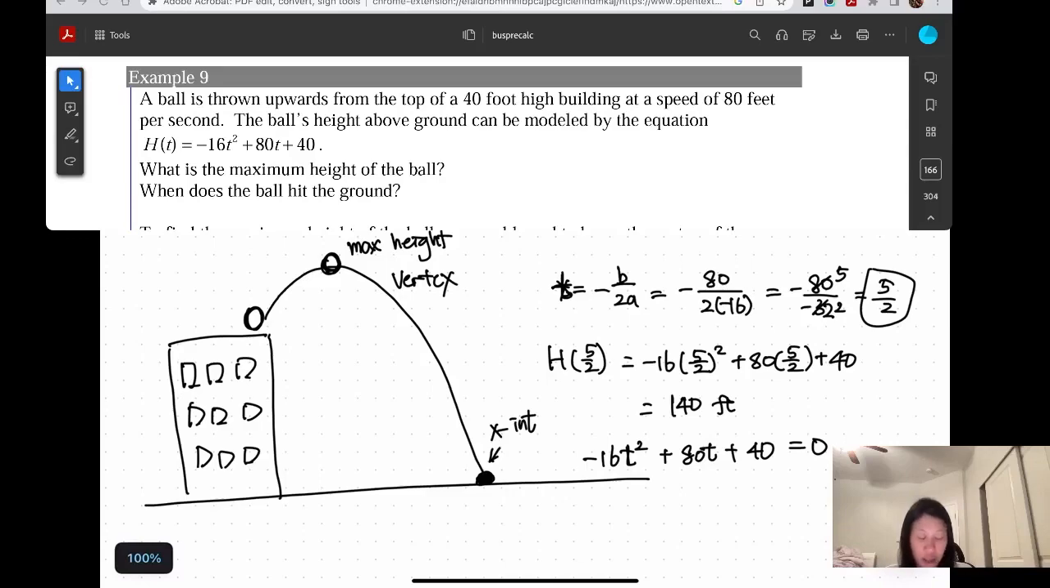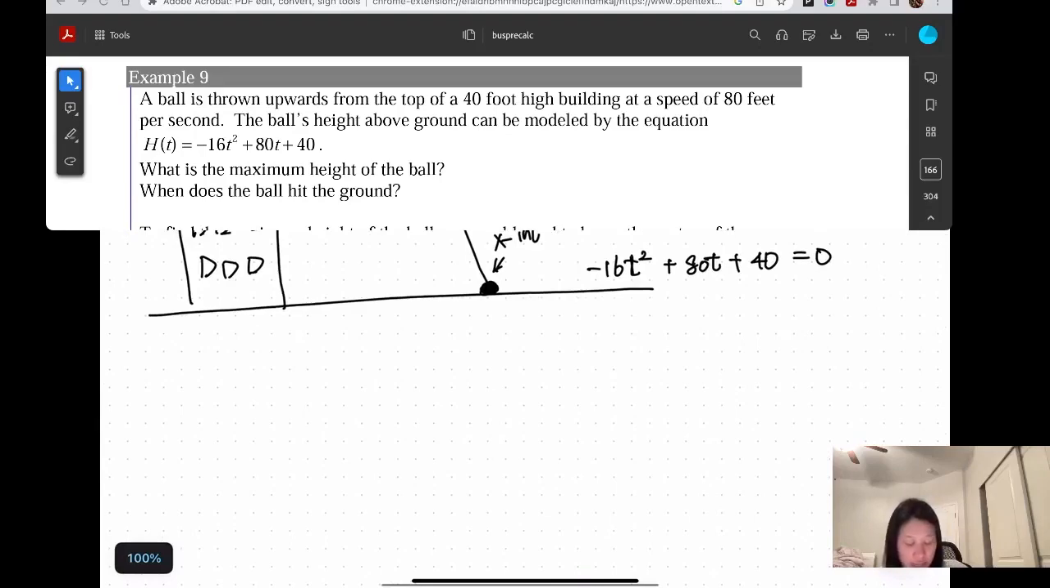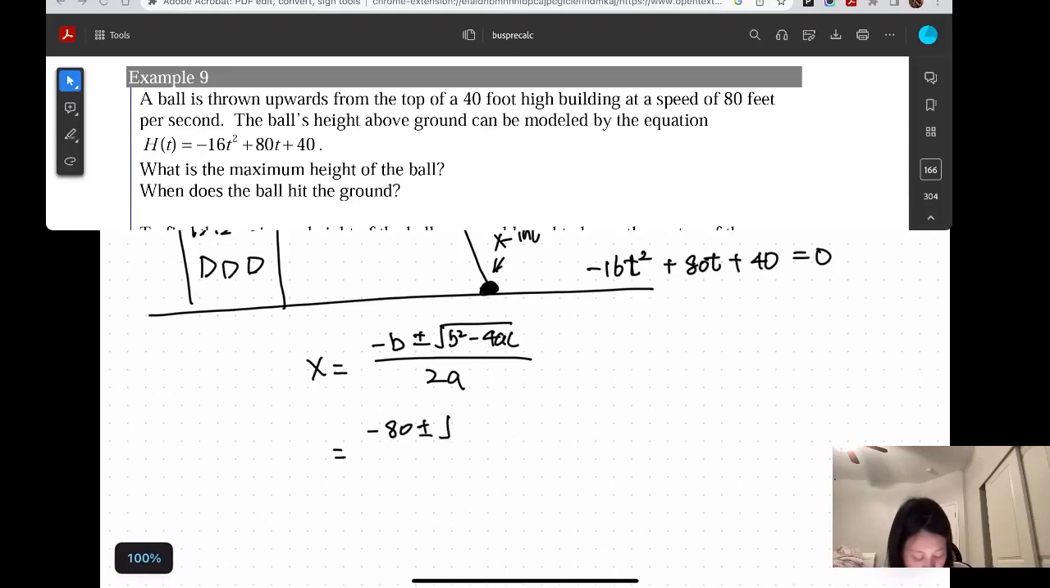How can I solve that? Again, you can factor it, or the easiest way is to use the quadratic formula. The quadratic formula is x equals negative b plus or minus the square root of b squared minus 4ac, over 2a. So our b equals 18, so 18 plus or minus the square root of 18 squared minus 4 times negative 16 times our c, over 2 times negative 16.